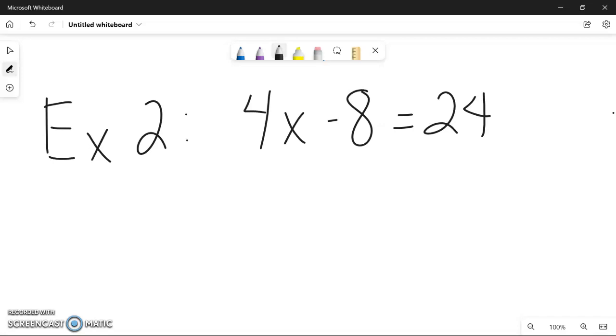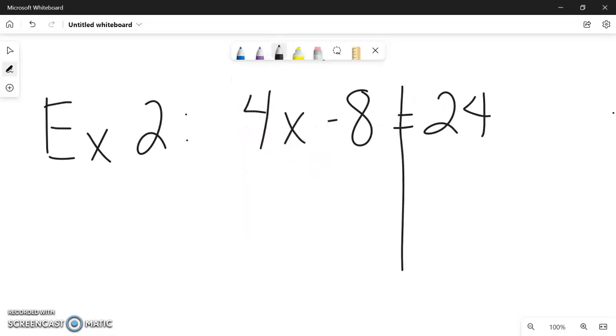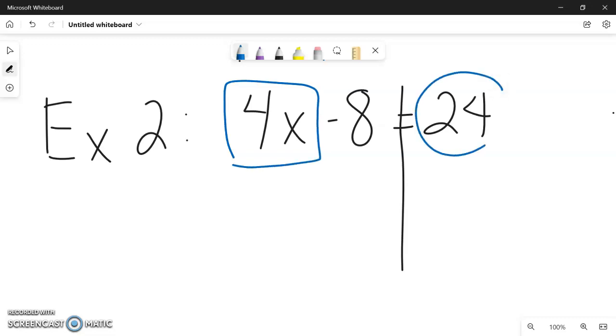Example number 2 is 4x minus 8 equals 24. First thing that you look for is the equal sign. You put a line down the middle so you can separate the left and the right side. From there, you box in the number and the x on the left side, and on the right side, you circle in the number. From there, you just do the opposite of whatever is now boxed in or circled.